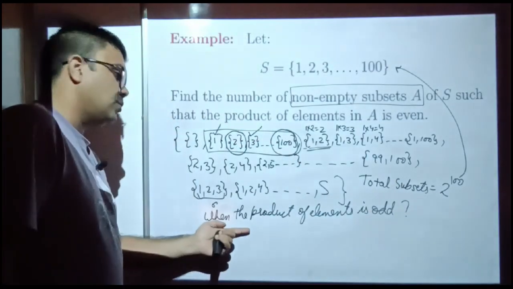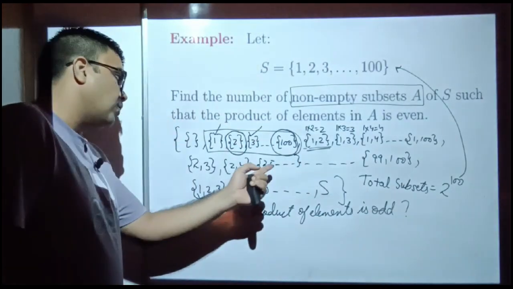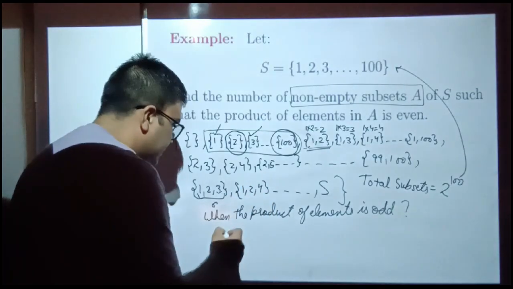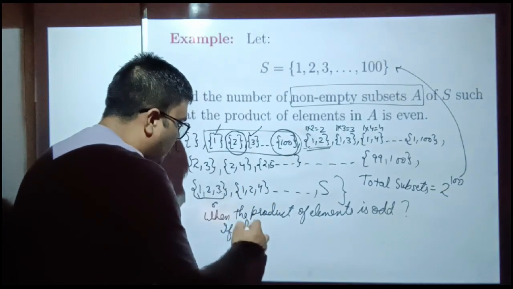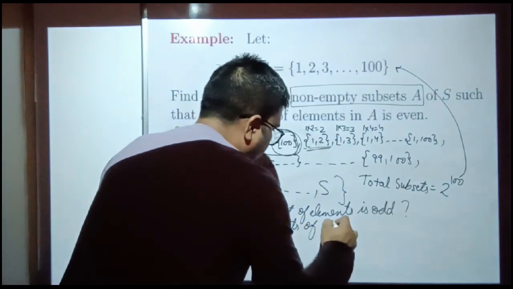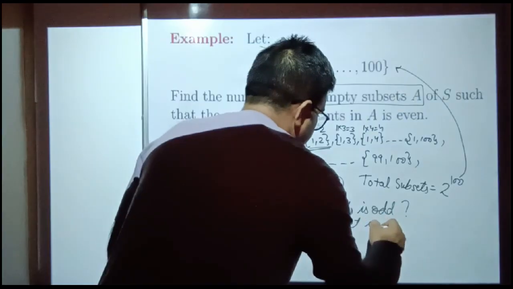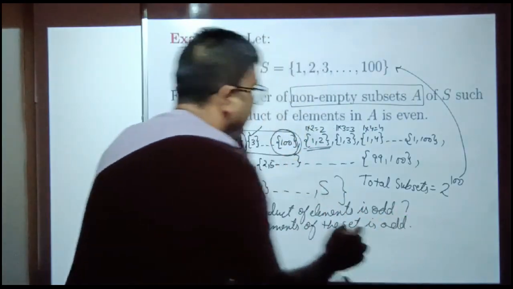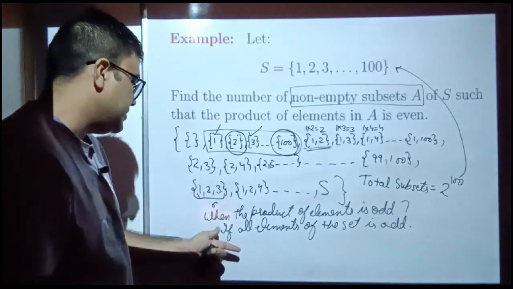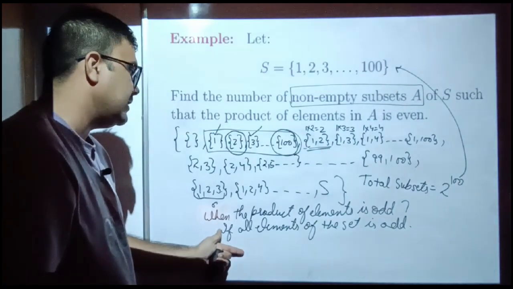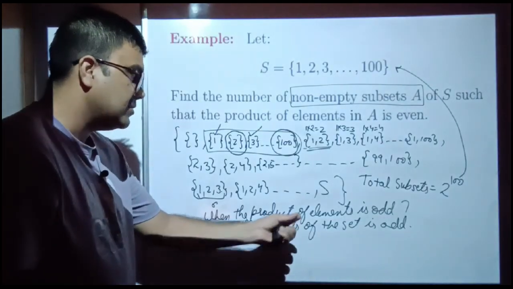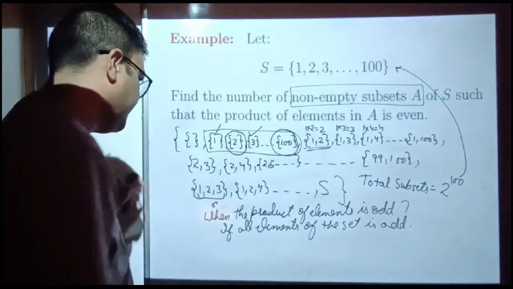So the product of the elements is odd if all the elements in that set are odd. If there is at least one even number, then that product will be even. It means we are interested in calculating the number of subsets which have only the odd numbers.